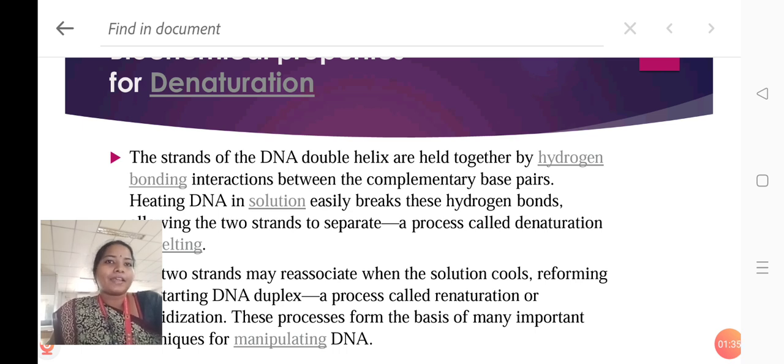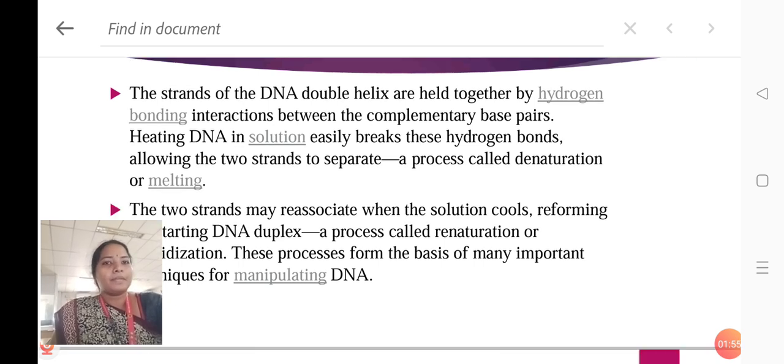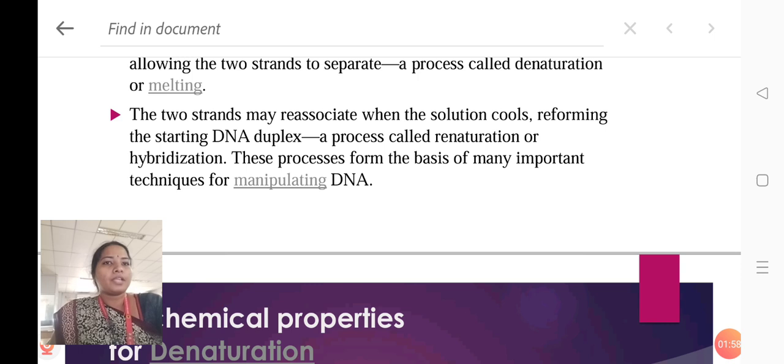So what is denaturation? The strands of the DNA double helix are held together by hydrogen bonding interactions between the complementary base pairs. Heating the DNA in solution easily breaks these hydrogen bonds, allowing the two strands to separate, a process called denaturation or melting. The two strands may reassociate when the solution cools. That is the reformation of the starting DNA duplex, a process called renaturation or hybridization. These processes form the basis of many important techniques for manipulating DNA.